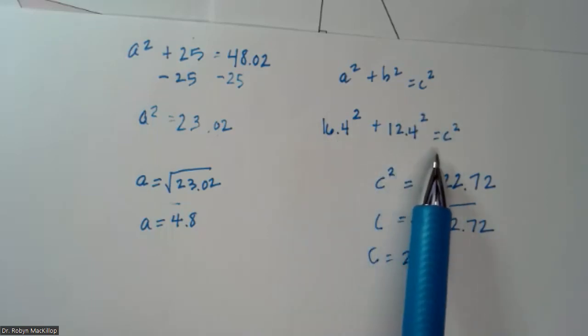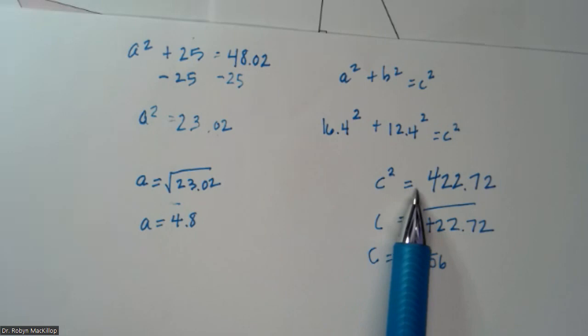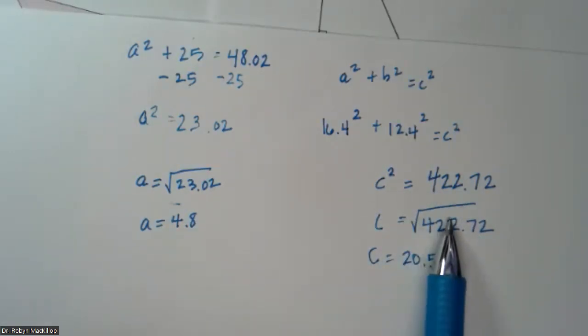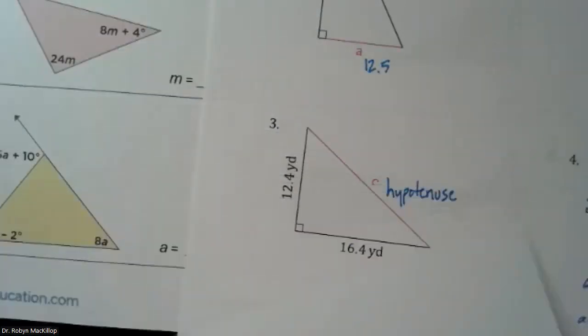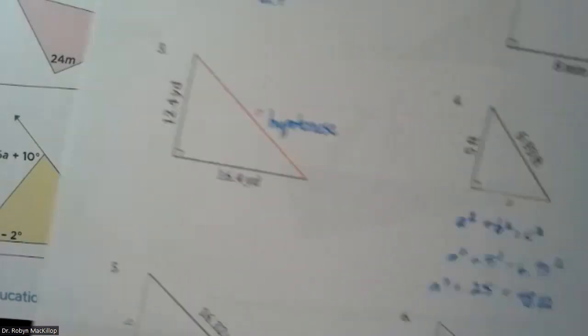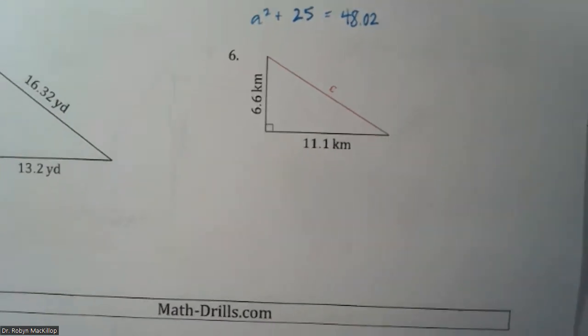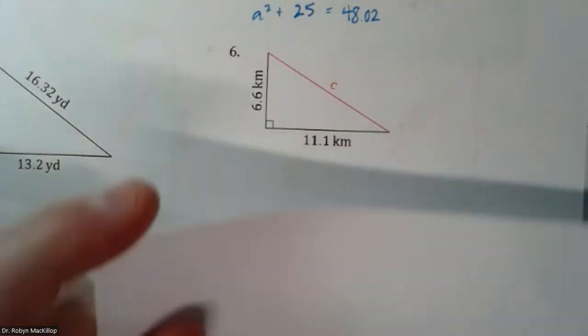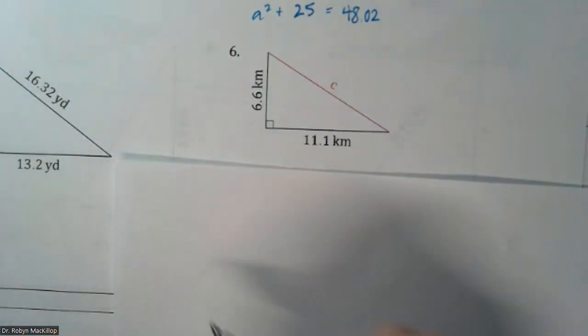Side plus side squared equals, that's the calculation. This is the correction to C. This is the answer. Let's do another one, because I want you guys to be comfortable with Pythagorean theorem. Let's do number 6.